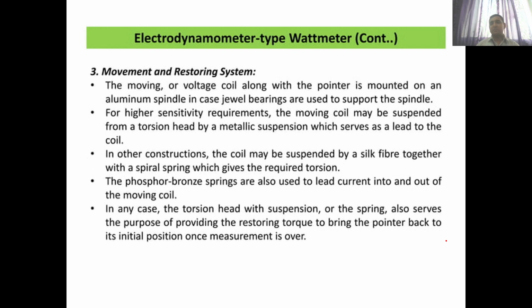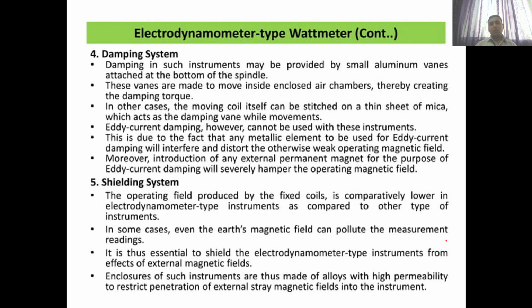This suspension system is made of a silk fiber, or a spiral spring. As we use the phosphor bronze spring that leads the current toward the moving coil system, it will act as a restoring system also. In any case, this torsion head with suspension or a spring also serves to provide the restoring torque in different types of EMC instruments.